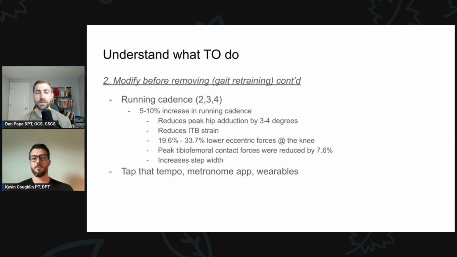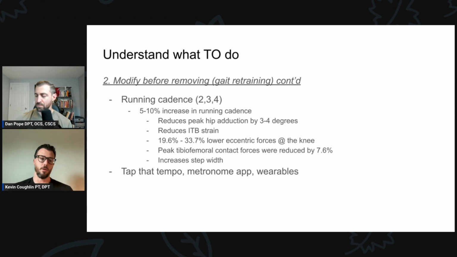That 5 to 10% increase in cadence has also been shown to reduce eccentric forces at the knee by about 20 to 33%. So again, taking some load off the knee, it's going to shift load somewhere else. But if this person can tolerate that, it could be super helpful. And then peak tibiofemoral contact forces are reduced by about 8%. And it increases step width.